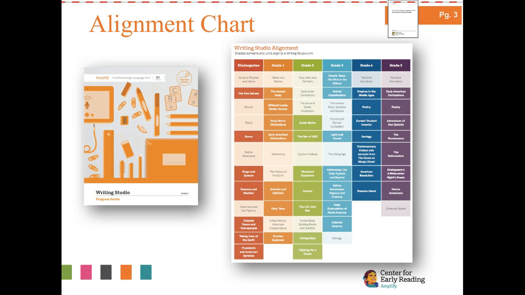Let's look at first grade. That's the orange column. I can quickly see what content my Writing Studio lessons will be tied to. For example, Writing Studio 1 is going to be tied to the content of the human body, which is domain 2 in CKLA. Writing Studio 2 is going to be tied to domain 3, different lands, similar stories, and so on, all the way down through the alignment chart.